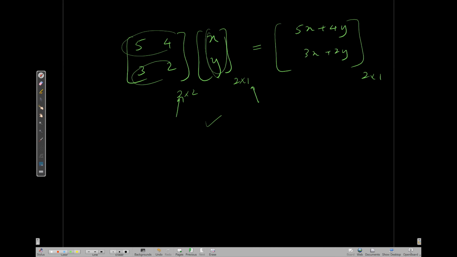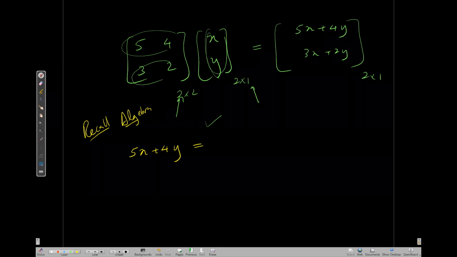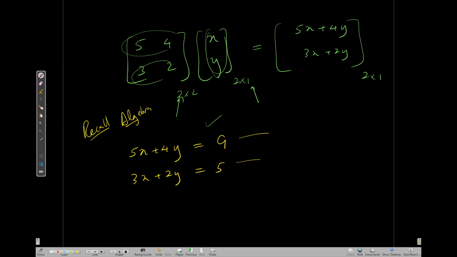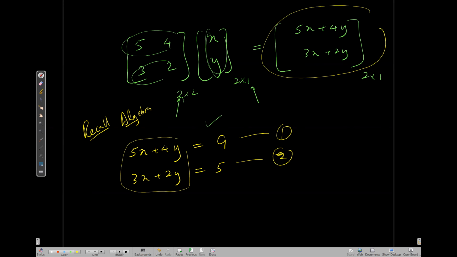Now let me show you something. In algebra class, recall in college algebra or intermediate algebra, 5x plus 4y equals, let's say, 9, and 3x plus 2y equals, let's say, 5. So these are systems of linear equations. You have two equations. See, look at this. This is this, right? Now this can be reduced to a matrix form.